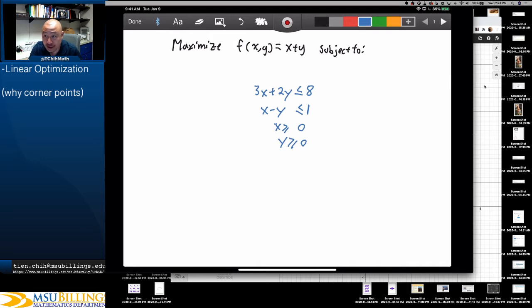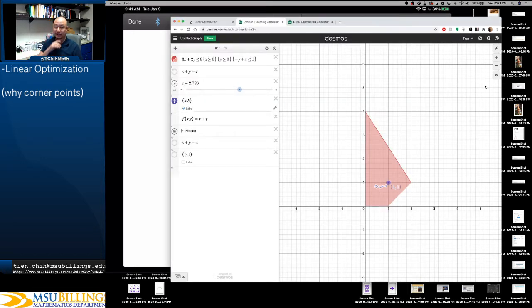So the first thing we probably want to do is just take a look at what that region looks like maybe, and that's something like this. So the way I graphed this was I just layered the various inequality, 3x plus 2y less than or equal to 8, x and y both greater than or equal to 0, minus y plus x less than or equal to 1, that gives me this.